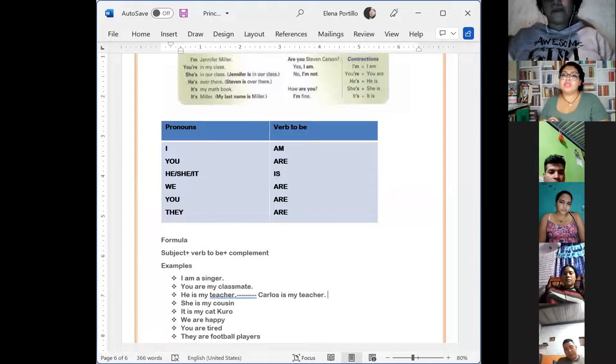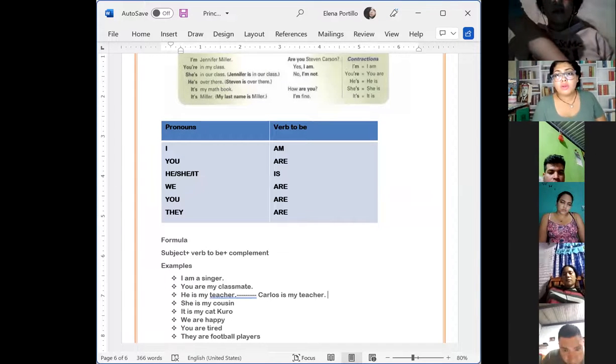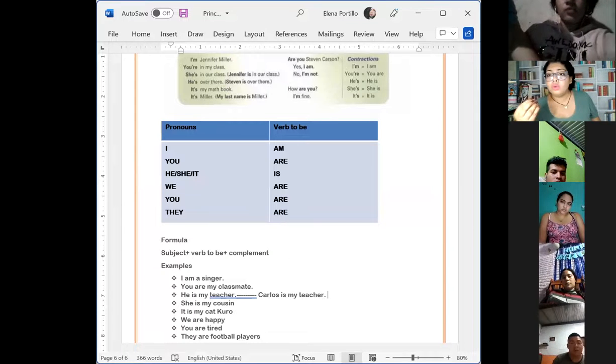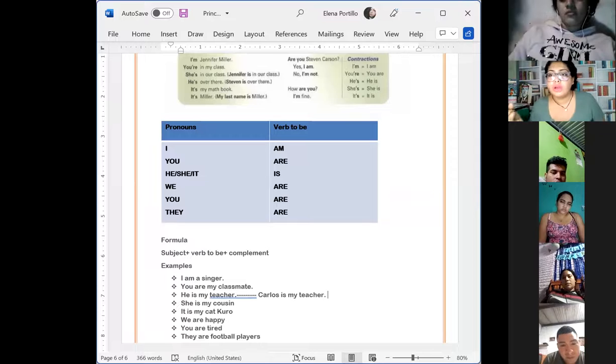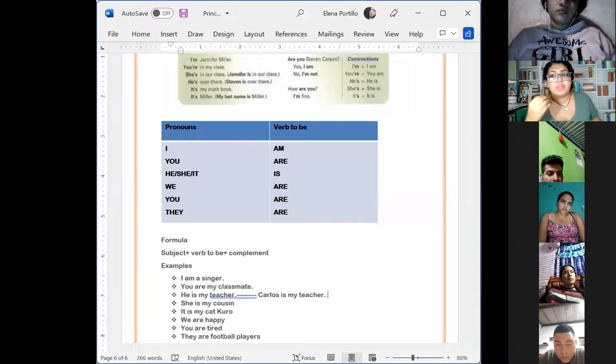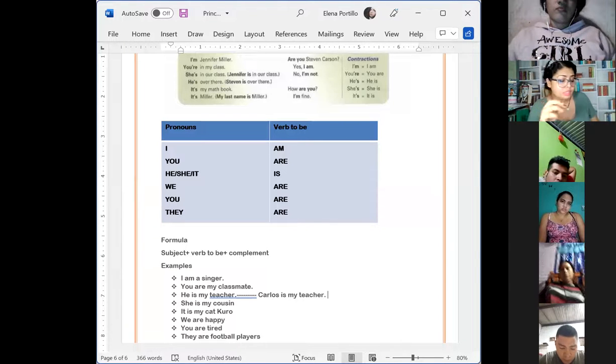Okay? Carlos is my teacher. Le pongo un nombre y convierto esa frase a un nombre, ¿verdad? Ya le pongo un rostro a esa persona. So we can use the pronouns or we can use the names for these people that we are going to talk about in our sentences.